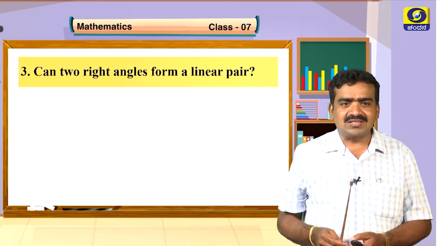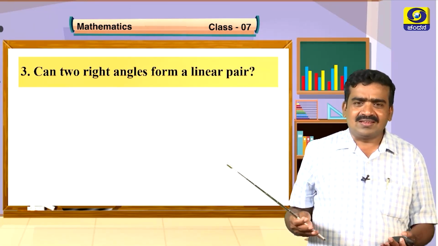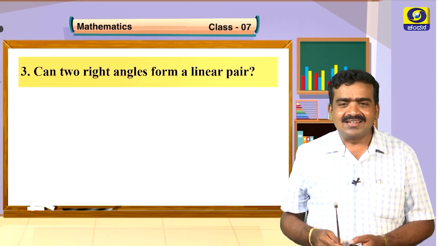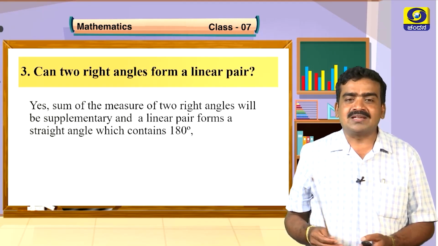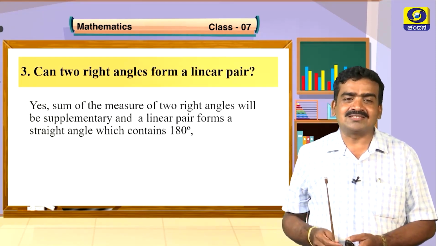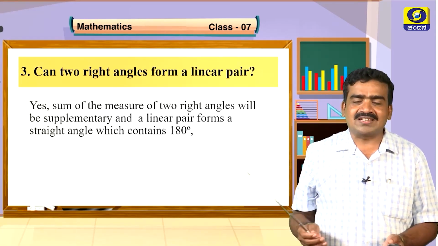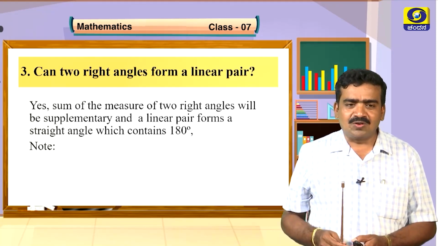There is another question. Can two right angles form a linear pair? We can easily guess it. 90 plus 90 is 180 degree. Therefore, it forms a linear pair. Yes, our answer is yes. The sum of the measures of the two angles will be supplementary, and a linear pair forms a straight angle which contains 180 degree. We have to note this.